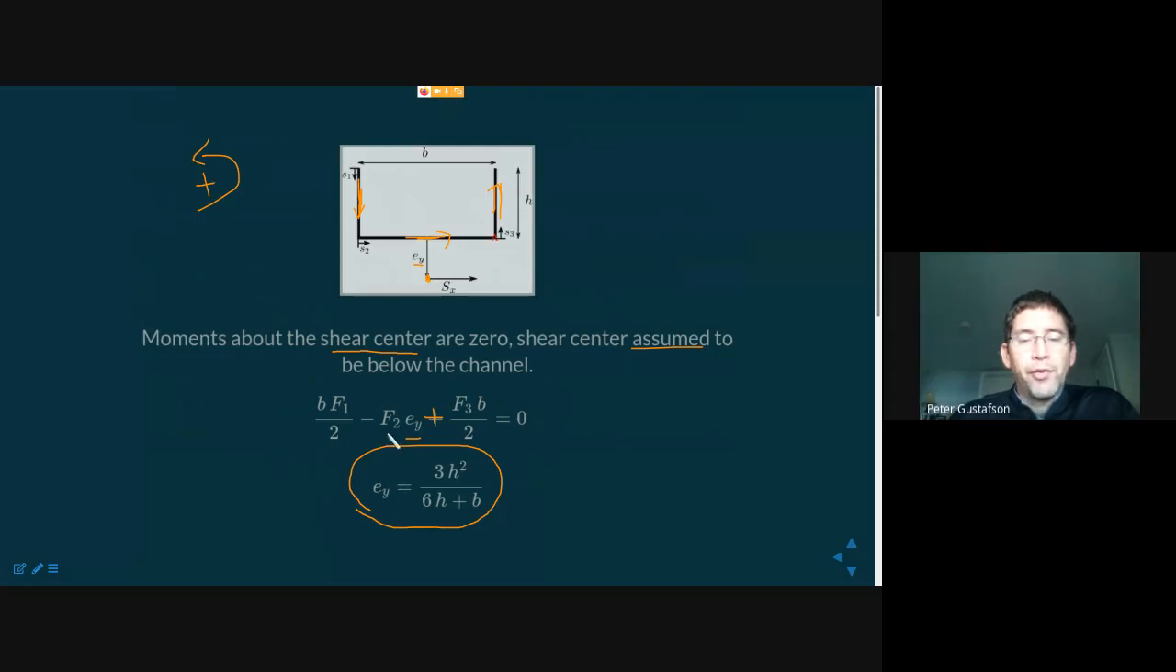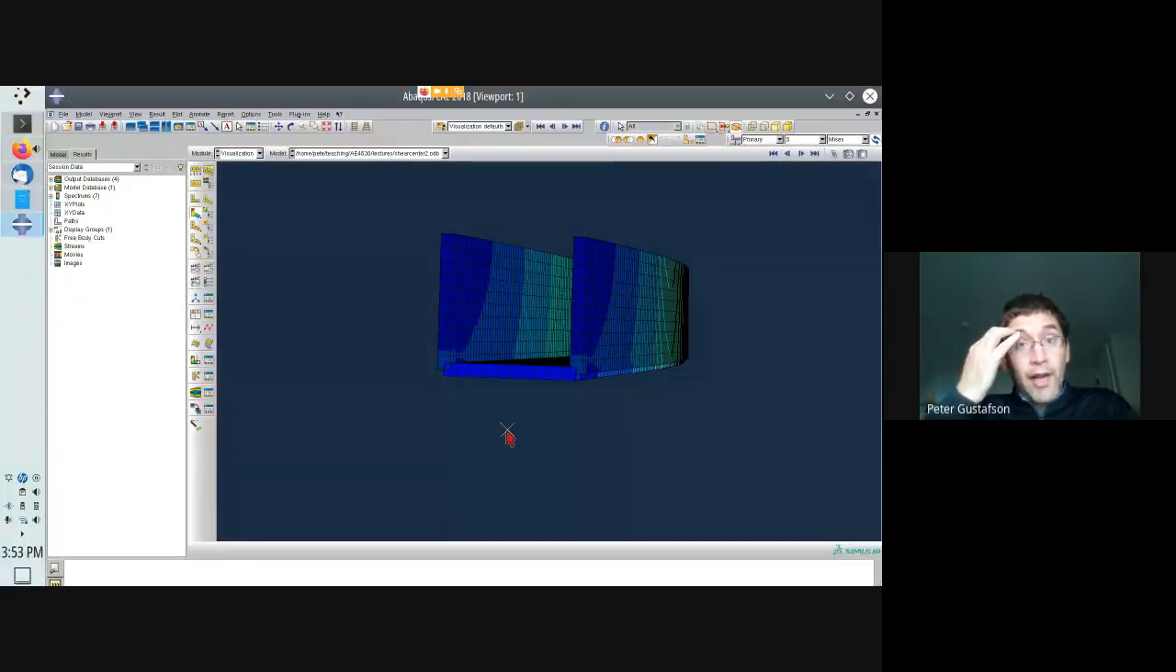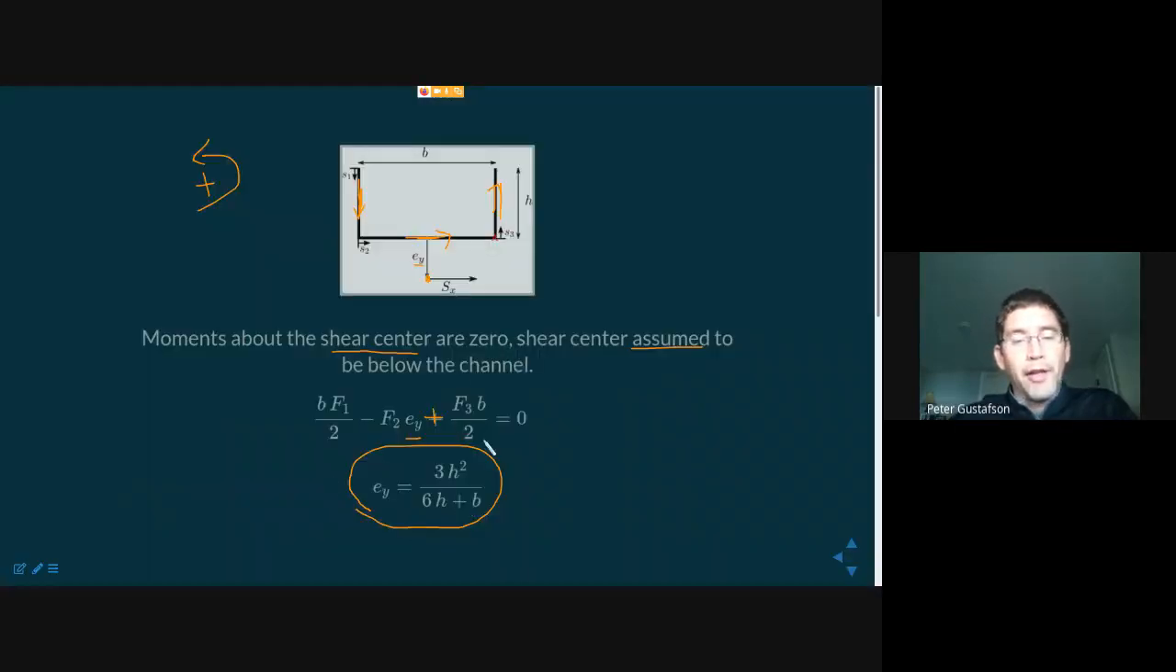And in fact, it was this very equation right here, 3h squared over 6h plus b, that allowed me to compute where to put this force in this example where bending without twisting occurred. And Abaqus has essentially confirmed the calculation that we theoretically derived here in this example. Kind of neat, huh?